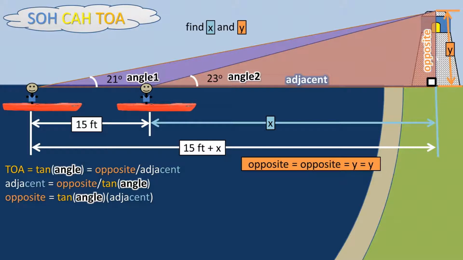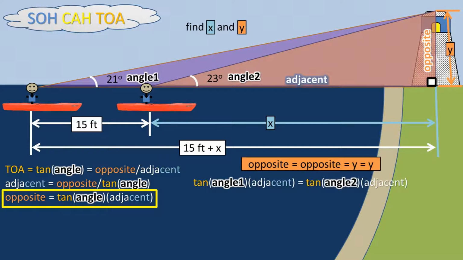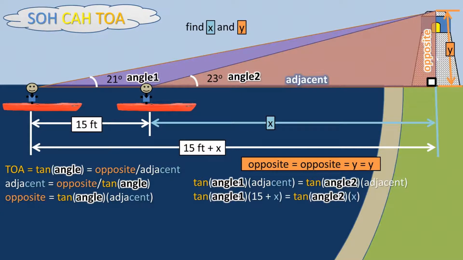Looking at these two triangles, we notice that the length opposite, or y, the height of the lighthouse, is shared between the two triangles, so we can set the two triangles' y values equal to one another. Now we can take what opposite is equal to, which is the tangent of the angle times the adjacent side length to that angle, and plug it into the opposite equals opposite equation. Next, we'll plug in 15 plus x for one adjacent side length and x for the other adjacent side length.